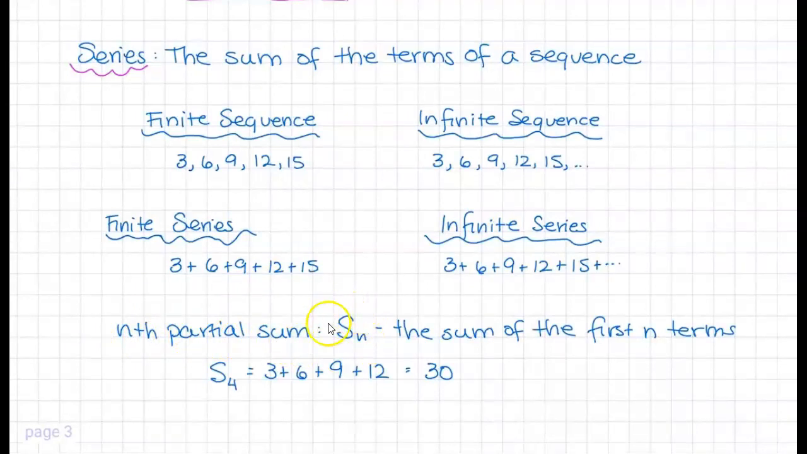And then we have this other term called nth partial sum. We use this notation for it, a capital S with a subscript of n. And so that's the nth partial sum, and that means the sum of the first n terms. So if I have S sub 4, that's the fourth partial sum. That means take the first 4 terms and add them. And in this case, you get the fourth partial sum is 30. So there's just some terminology for you.